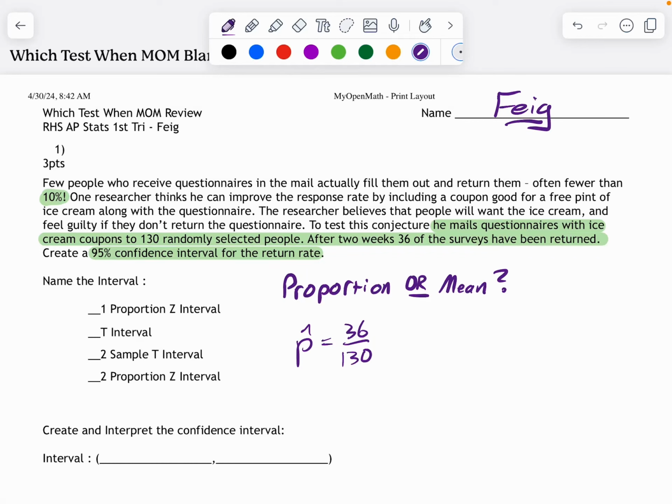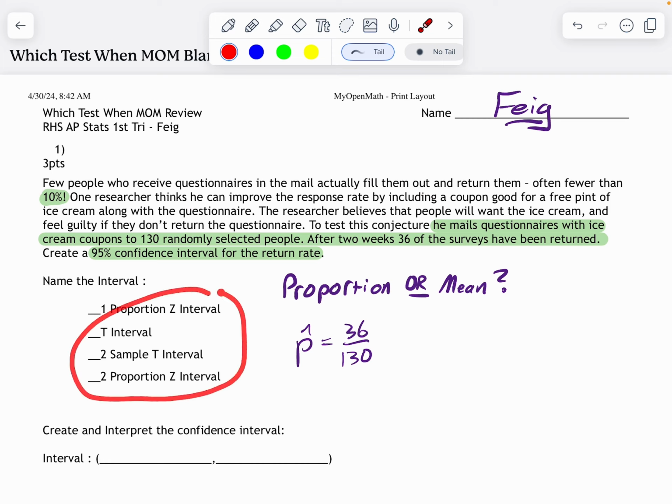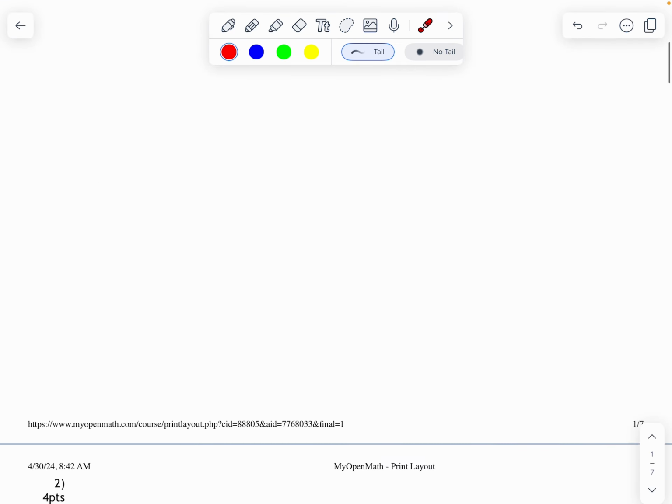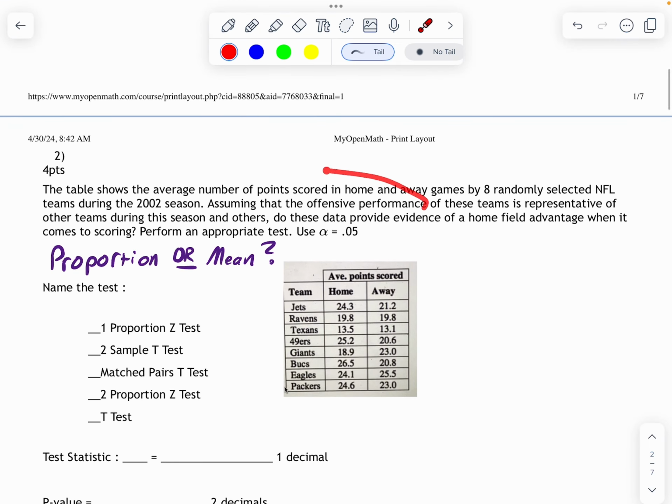Okay, I think this may be one of the last mom reviews for the exam. This one is going to be super helpful, I hope. What it is essentially is it gives you different scenarios, and the point of this is to have a variety of different types of tests and intervals. And here's another one, and then can we correctly identify the right test?